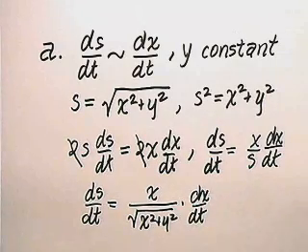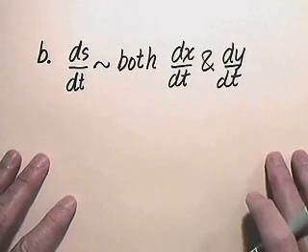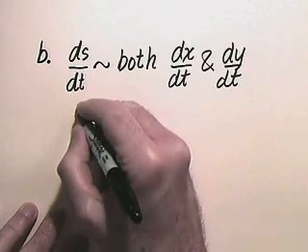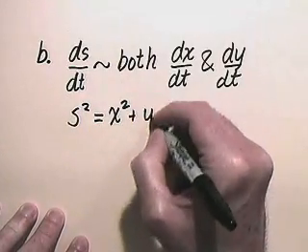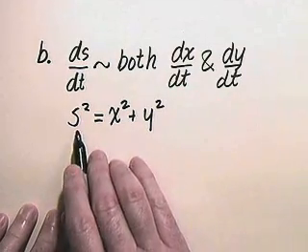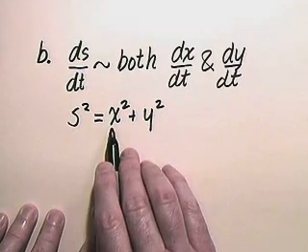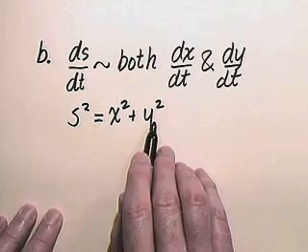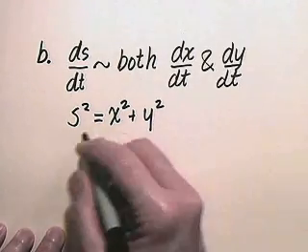Now let's look at part B. In this case, we want to see how ds/dt is related to both dx/dt and dy/dt in general. So looking at our equation s squared equals x squared plus y squared, we now just differentiate both sides with respect to t. Now s is some unspecified function of t, likewise x is, likewise y is now an unspecified function of t. So we're differentiating and applying the chain rule to every term.